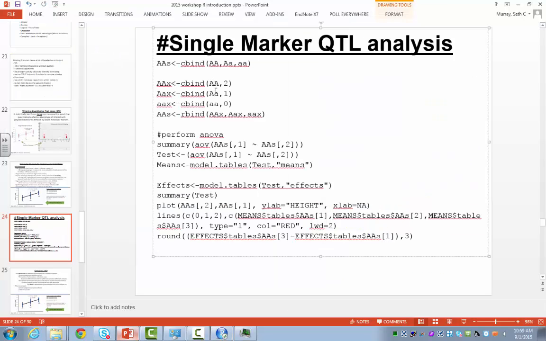Now we're going to make this a little more complicated so that we can run data analysis on it. So what I'd like you to do is a second variable here, AAX is going to be equal to cbind. Can everybody read this so I don't need to read it out loud?